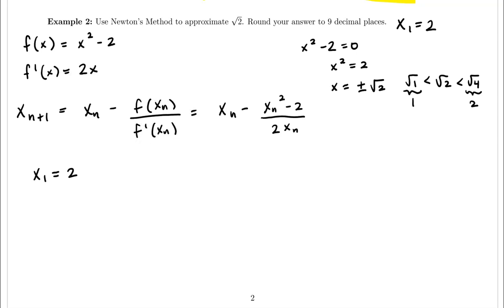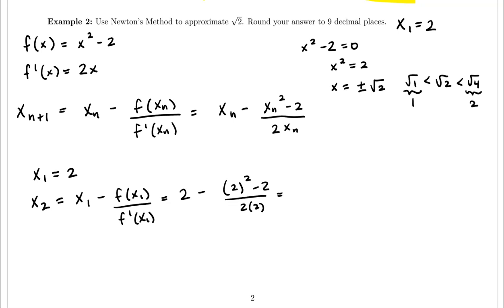So let's do that. x1 is equal to 2. For x sub 2, I have my formula. That's going to be x sub 1 minus f of x sub 1 over f prime of x sub 1. Let's fill in. So that'd be 2 minus 2 squared minus 2 over 2 times 2. Okay, so we get 3/2 or 1.5 for x sub 2.